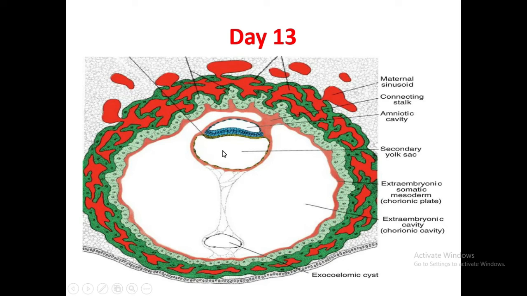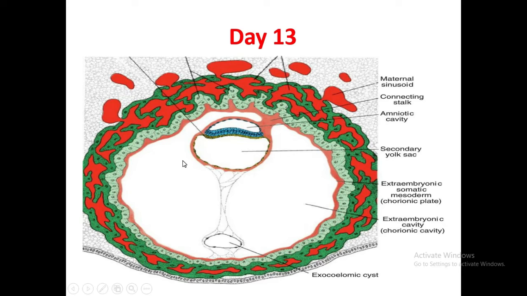What will happen to the rest of the primary yolk sac? The larger portion of the primary yolk sac which remains in this area pinches off, and it may remain as an exocoelomic cyst due to formation of a large chorionic cavity. This is the remnant of the primitive or primary yolk sac as an exocoelomic cyst in the large chorionic cavity.